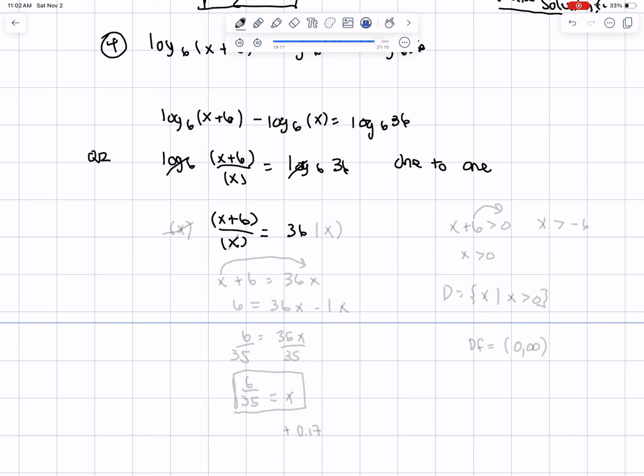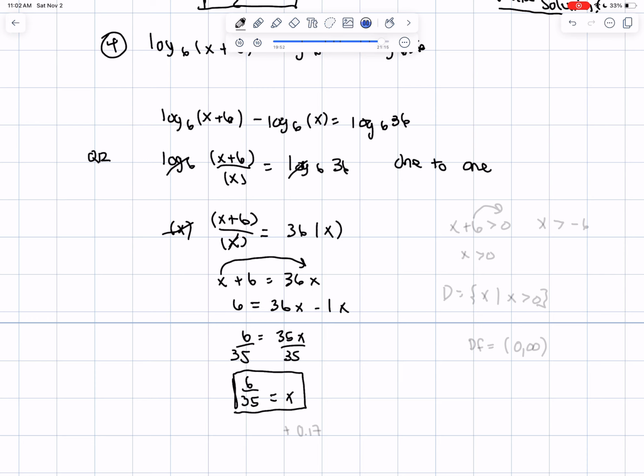Okay, then I multiply by the LCD. Get rid of that. Okay, combine the x, move the x over there. So now it's going to be 6 equals 35x. Divide by the 35. So x equals 6 over 35. We can't simplify this any more than this.